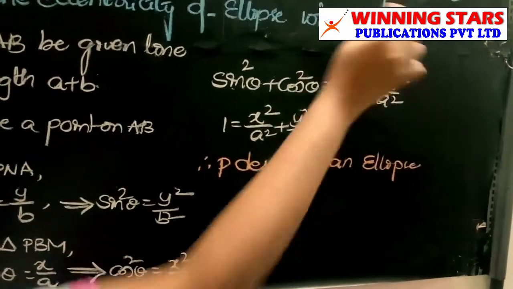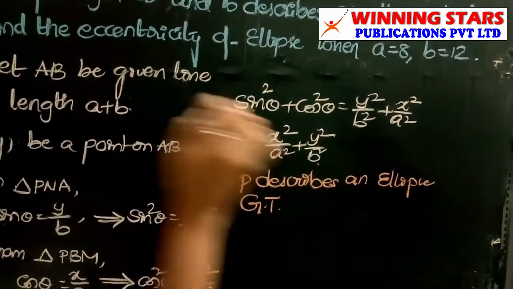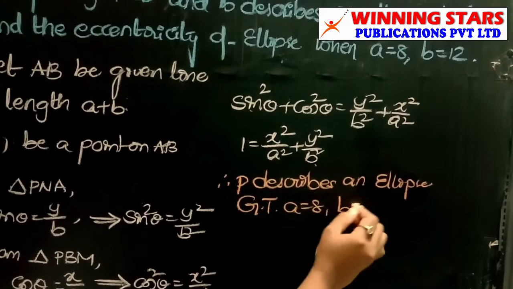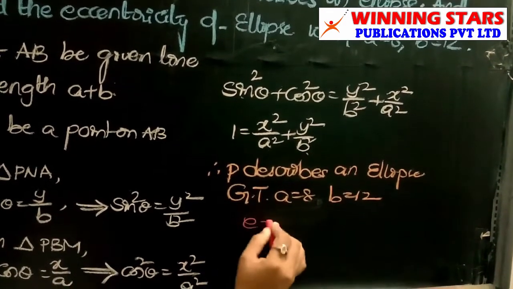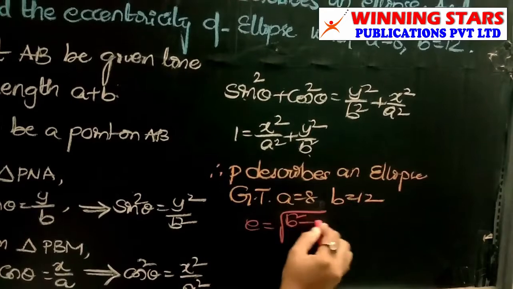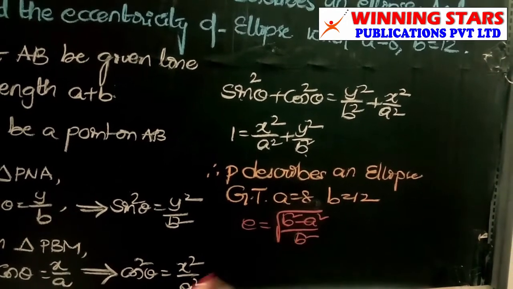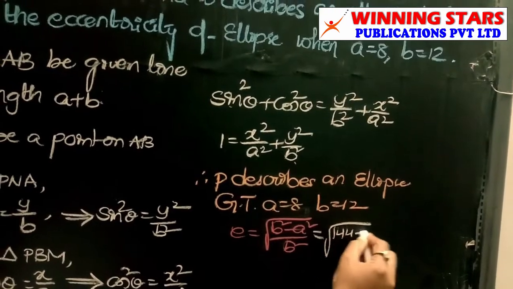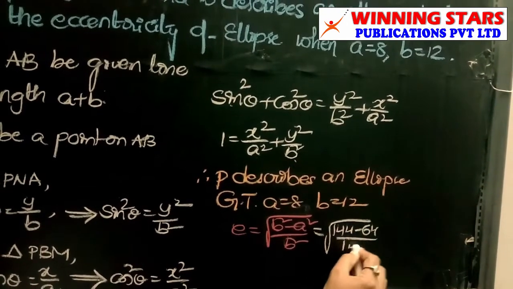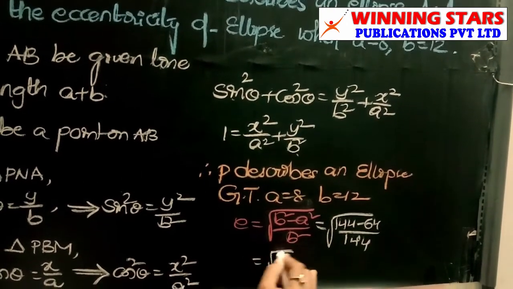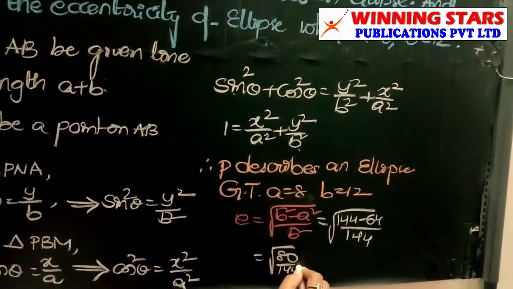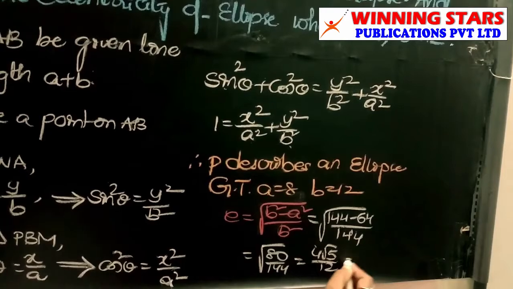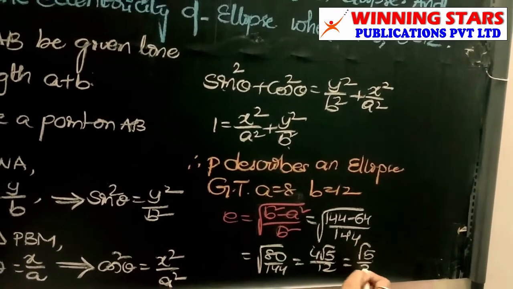And also find the eccentricity when a is equal to 8 and b is equal to 12. Given that a is equal to 8 and b is equal to 12, we find the eccentricity using the formula e is equal to square root of b square minus a square by b square. This is equal to root of 144 minus 64 by 144, which is equal to root 80 by 12. This is 4 root 5 by 12, equal to root 5 by 3. That's all.